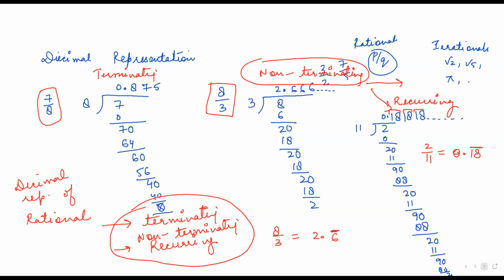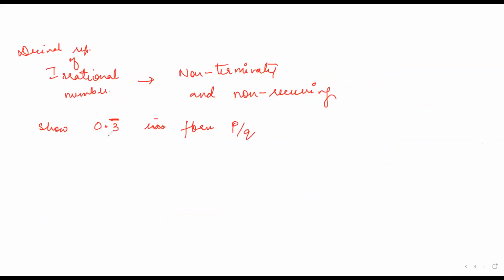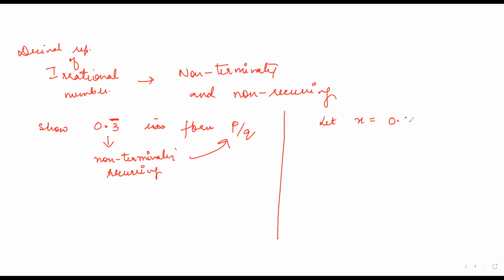So that means this number 6 is repeating itself. So when this is given, it is first of all non-terminating, right? And it is recurring. So that means it is a rational number, obviously. So you have to show that it is of this form. So it's easy. You represent this number by x. Let x is equal to 0.3 bar. That's it. Is that okay?